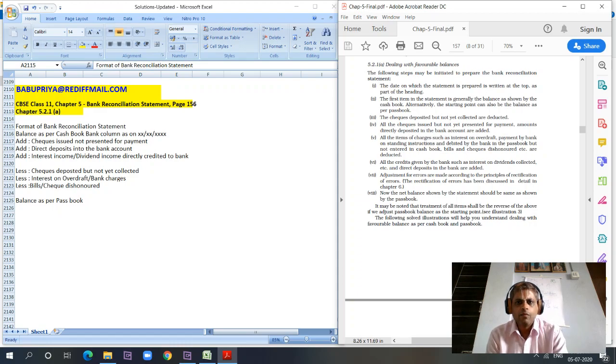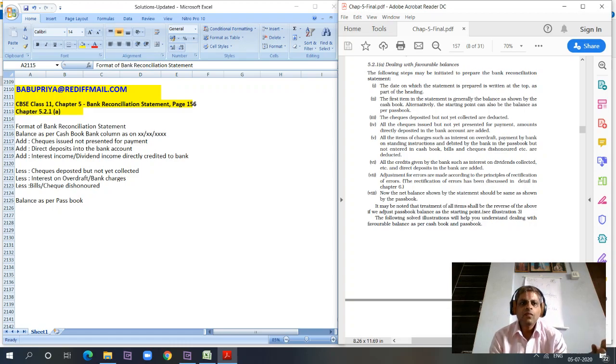Once we are clear on the basics, then I think we can do any reconciliation. It's just the name here that is given as a bank reconciliation, but any reconciliation follows the same set of rules and concepts. So that is the reason we are spending more time on the bank reconciliation statement, understanding the concepts, right? So in the last class we discussed four scenarios where there can be a difference, right?